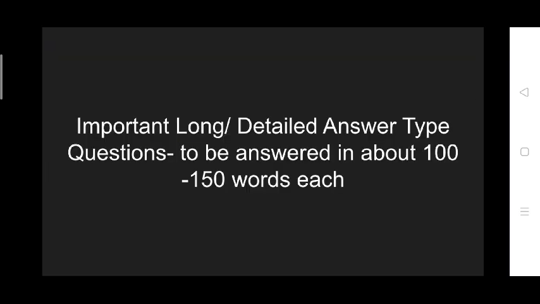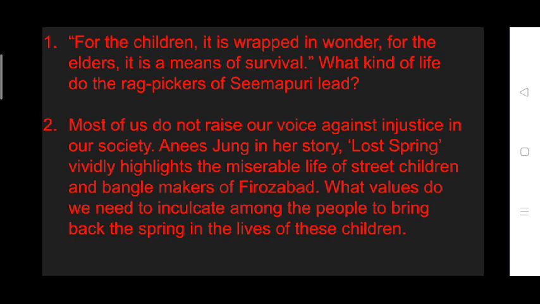Now, the long answer questions, you will write that in 150 words. So two questions I have chosen for you. For the children, it is wrapped in wonder. For the elders, it is a means of survival. What kind of life do the rag pickers of Simapuri lead? So you have to tell about the kind of life they are living.